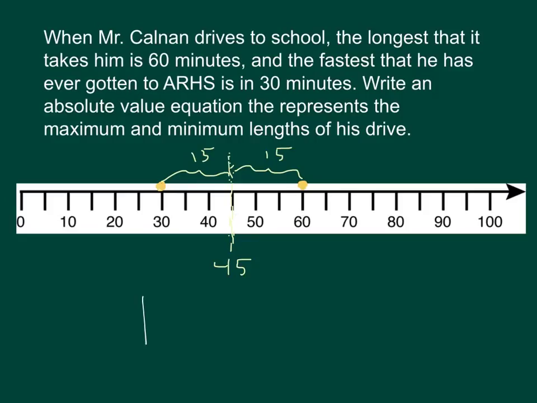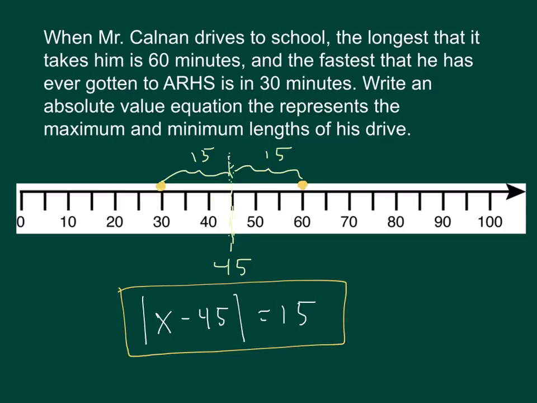We're going to have the absolute value of x, and it's going to say minus 45 because that's our middle point there. Our distance from 45 is how long? 15. That right there is the equation that you need to write for this problem. You could go ahead and solve this, and the two solutions you'd get would be 60 and 30, the maximum and minimum lengths of the drive. So for something like this, find the middle of the two values, find how far the middle is from each side, and then you'll have your equation once you fill in.